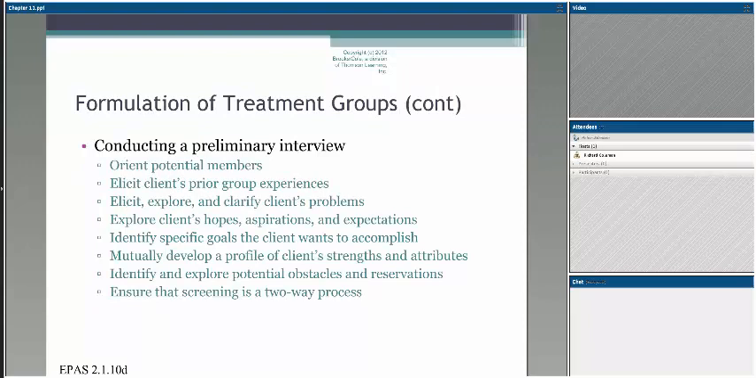Interviewing potential members is also a mechanism to think about or to look at as you are finding yourself in the need to put together a treatment group. And these are some of the things that you will want to look at in terms of what that interview might include as you're looking at building your client base for participation in that group.